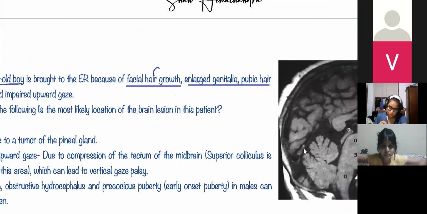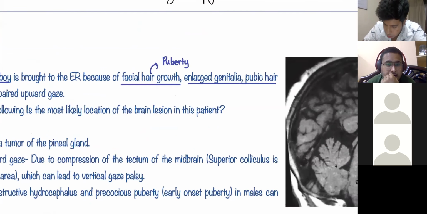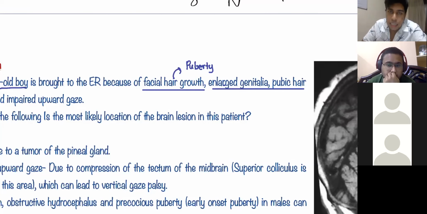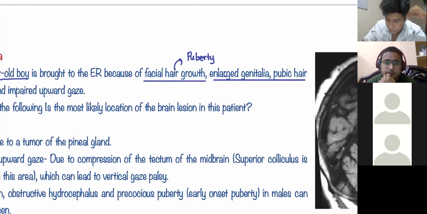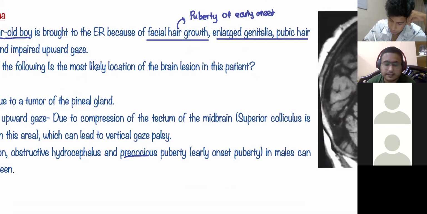Okay, this patient has undergone increased testosterone. Wait. Before that, let me tell you, this patient has undergone puberty. Yes, it is due to increased testosterone and other hormones at an age which is 4 years old. What do you call this condition? What is puberty at an early onset? Puberty of early onset. It's called precocious puberty. Okay, early onset puberty.